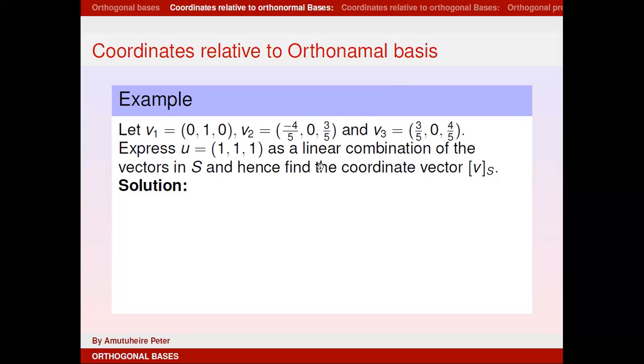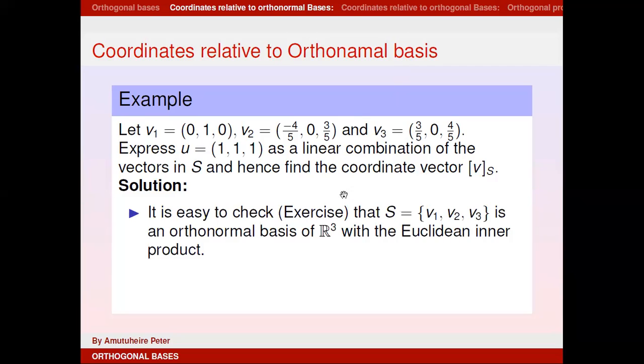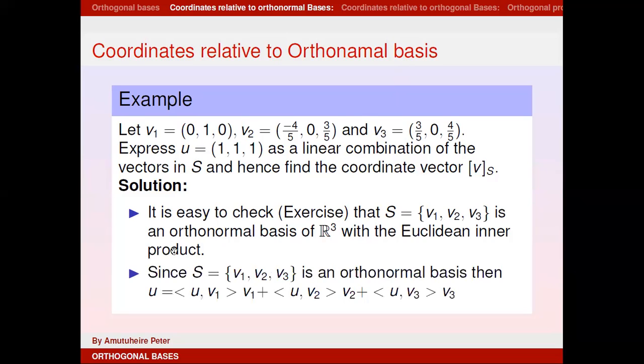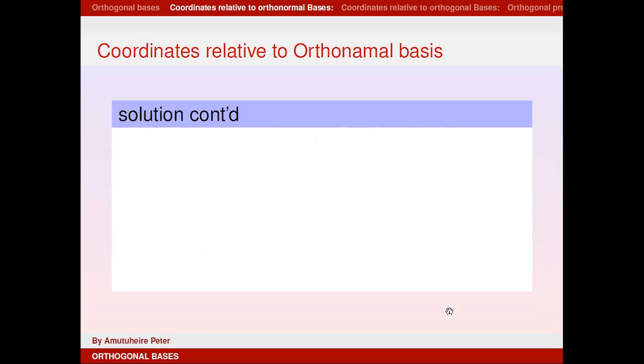Okay, so from when we look at them, they are all going to be orthonormal, and that's what we can always check. So we want to write U as a linear combination of V1, V2, V3. The checking is an exercise: the set which has V1, V2, V3 is an orthonormal basis for R3 with the Euclidean inner product. So, since it is an orthonormal basis, from the theorem we saw, U can be written as this linear combination.